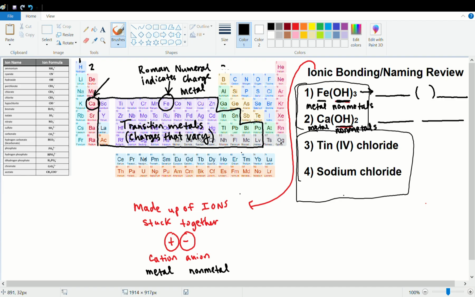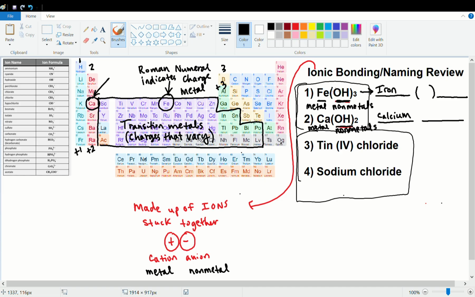In groups 1, 2, and 3, these metals do not have to have Roman numerals because in group 1, the charge is always positive 1. In group 2, the charge is always positive 2. And in group 3, the charge is always positive 3. But in the boxed section, we know that the charge varies, and so therefore, we'll need a Roman numeral. So for the first one, I'm going to write out iron, and for the second one, I'm going to write out calcium, because that's the name of the first 2 words, iron and calcium. I'm going to come back to the Roman numeral in just a moment.